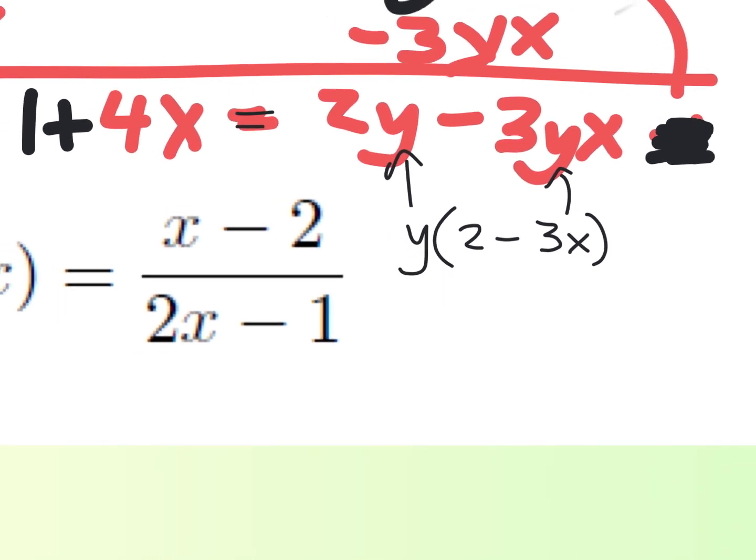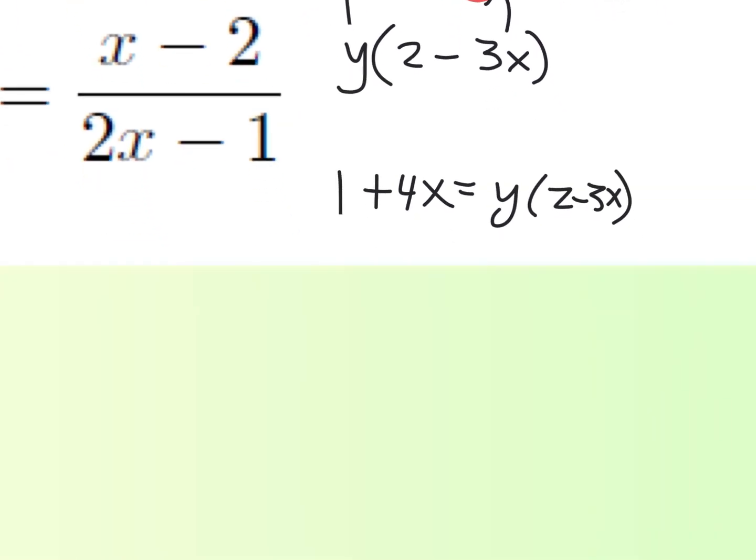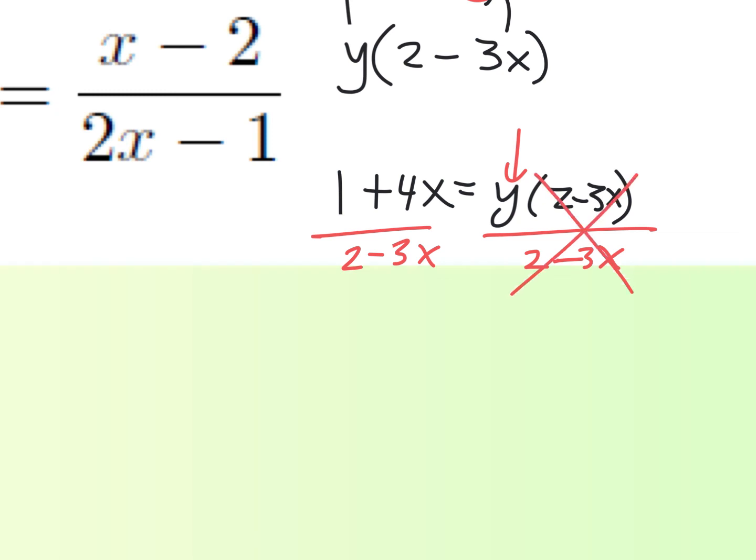So I'm going to recopy the equation down here. 1 plus 4x is equal to y times 2 minus 3x. And now that you've got only one y, it's easy to get it alone. Divide both sides by 2 minus 3x. And man, you had to be really good at algebra to do that. In fact, you practically had to be an algebra ninja. Figure that one out. And I'm ending on that.